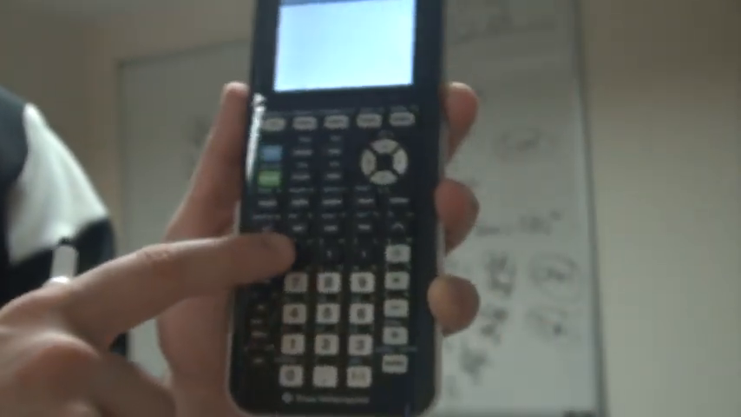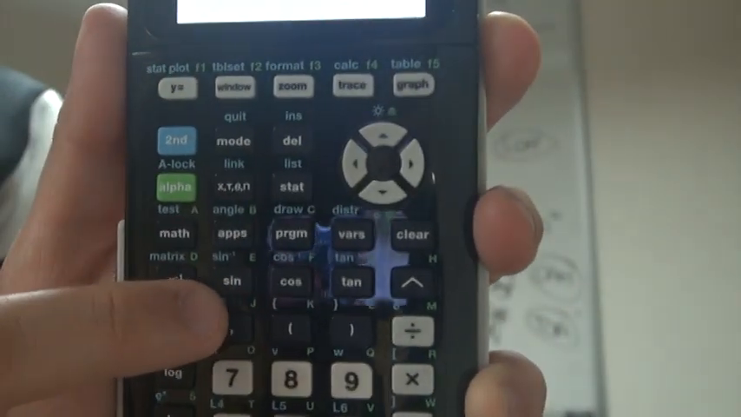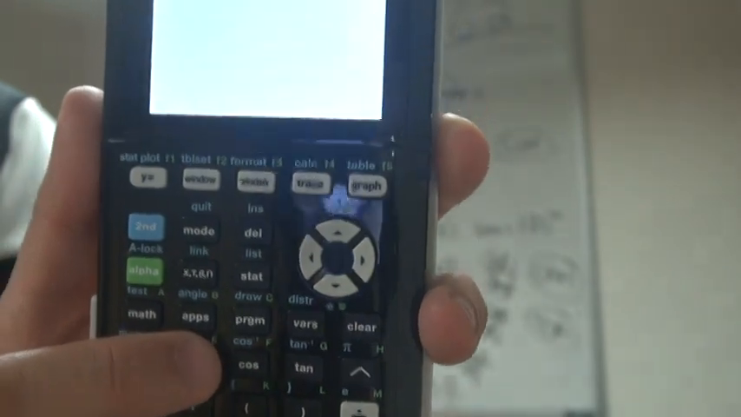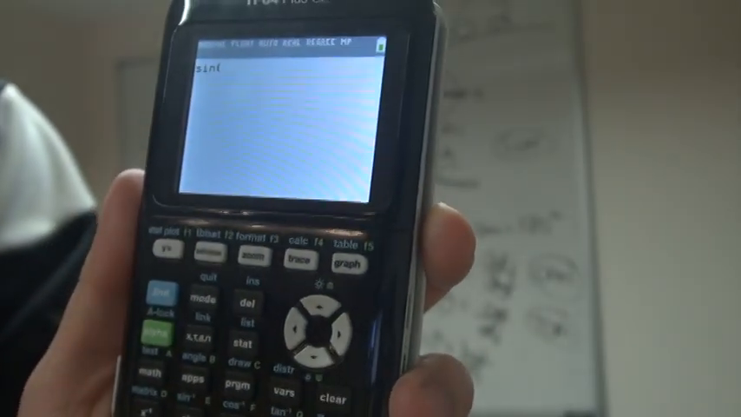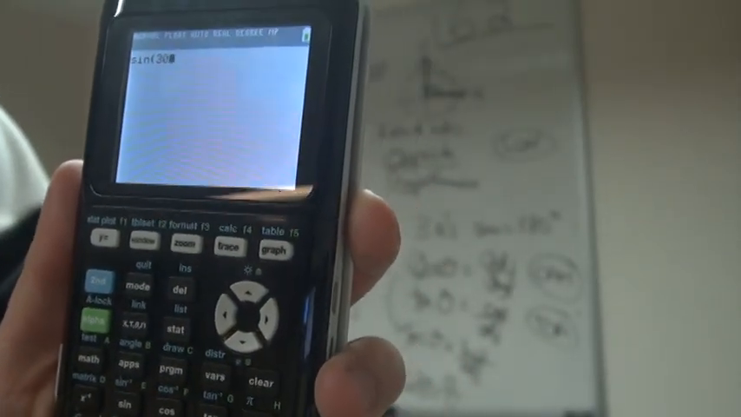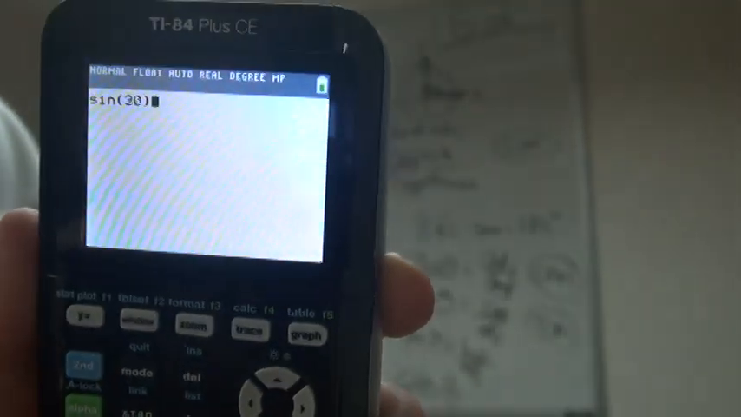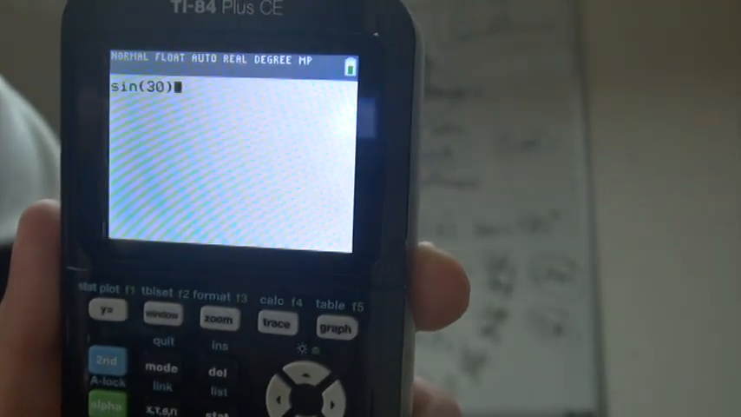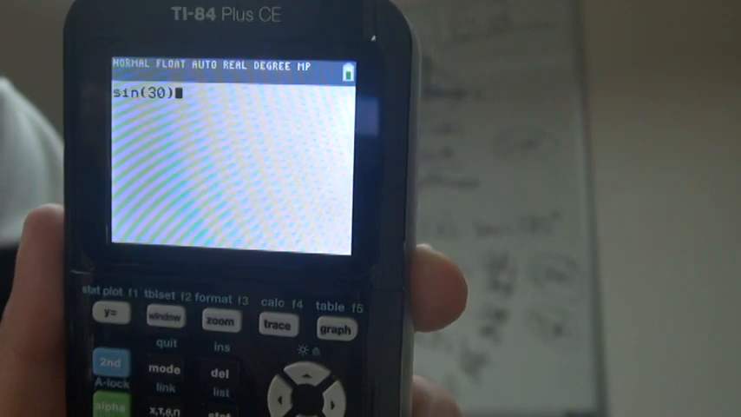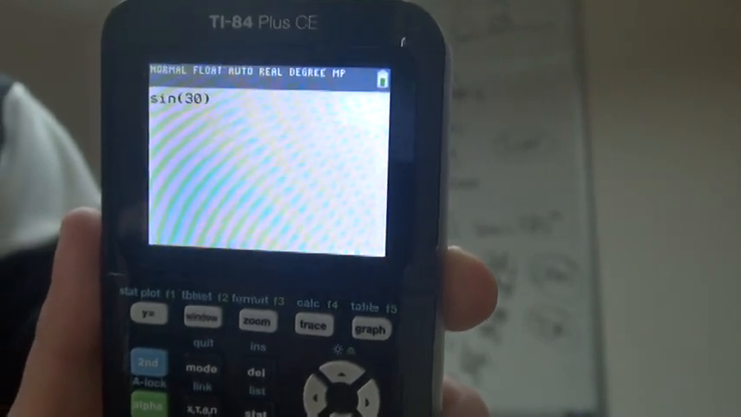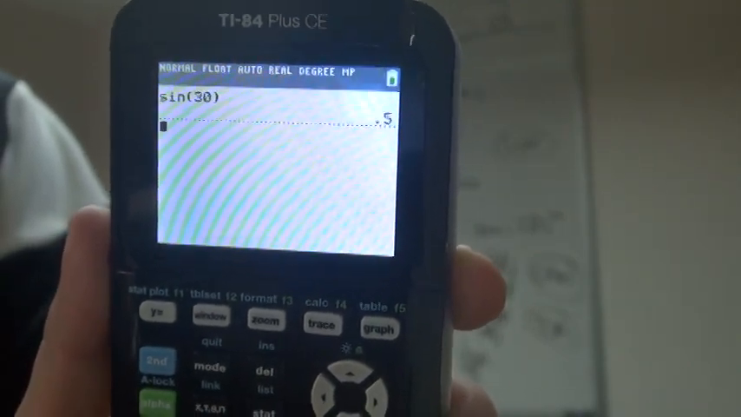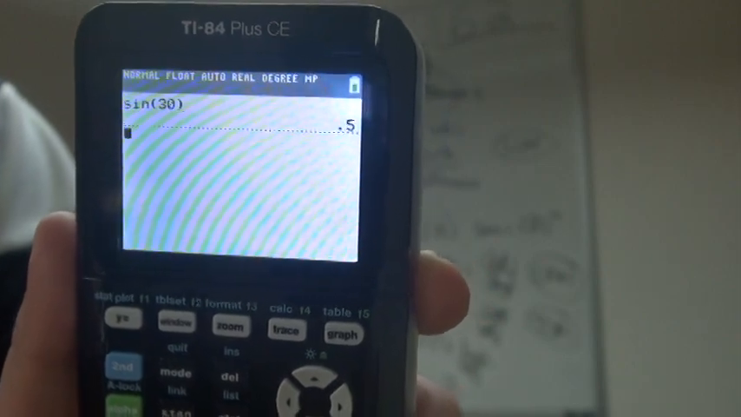So if you were to do the sine, which is right here, sine, which should give you opposite over hypotenuse, the sine of 30 degrees. If your calculator is in radian mode and you're putting in degrees, you're not going to get the right answer. So you want to make sure you're in the right mode. It's important for tests. The sine of 30 gives me 0.5.